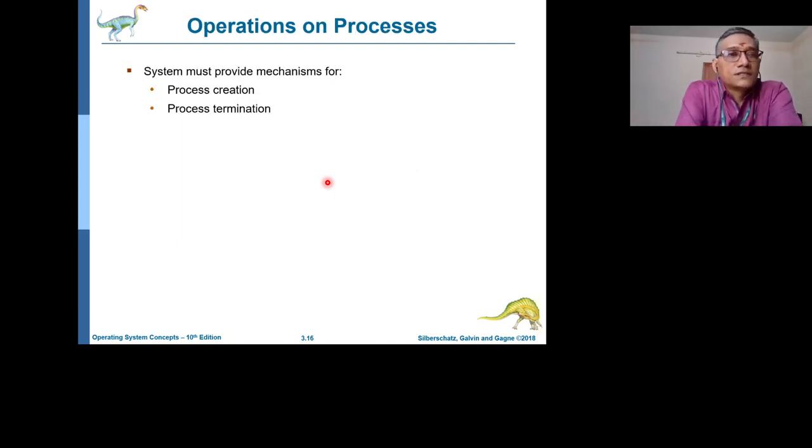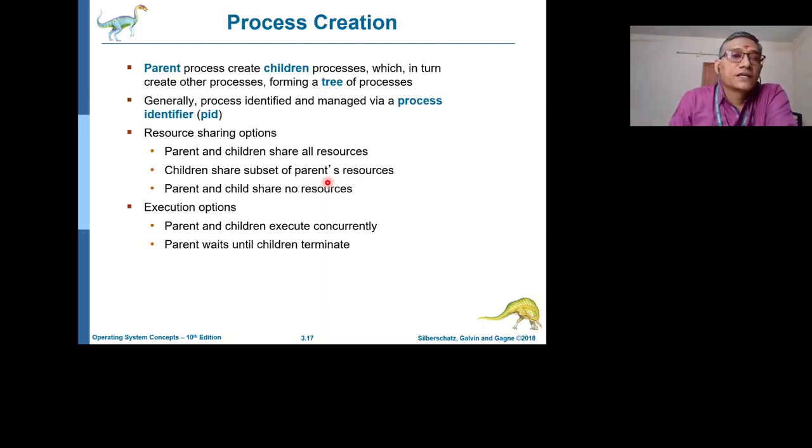Operations on processes. The system must provide mechanisms for process creation and process termination. A parent process creates child processes, which in turn create other processes, forming a tree of processes.